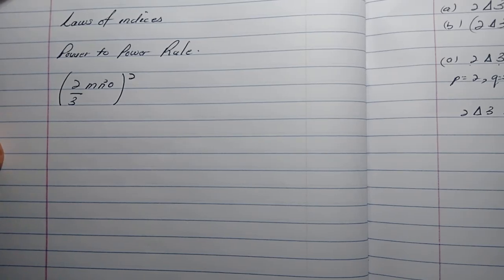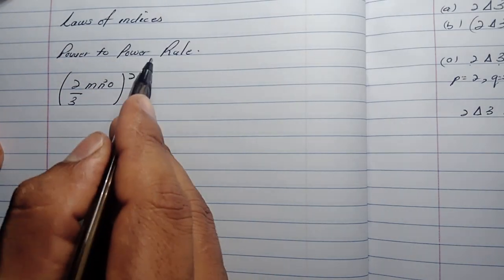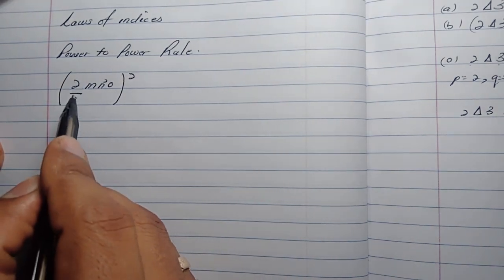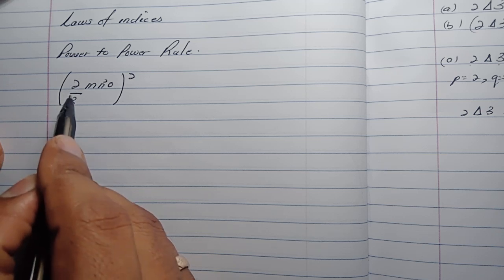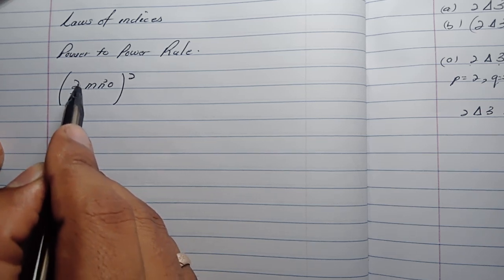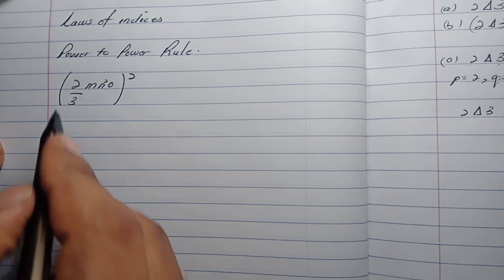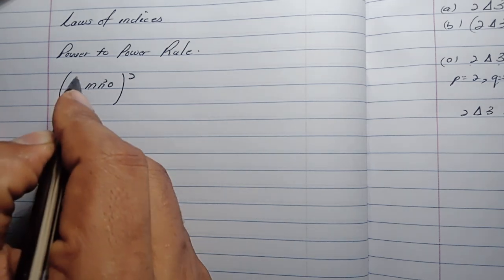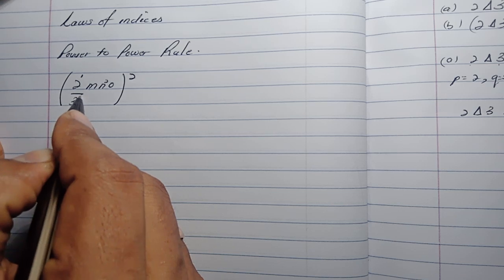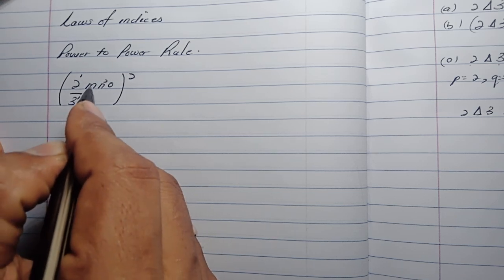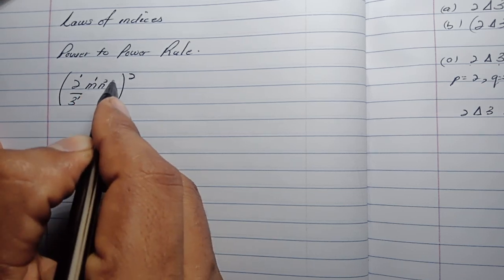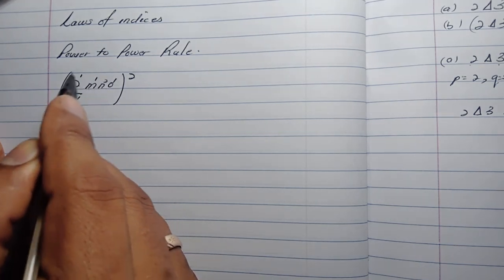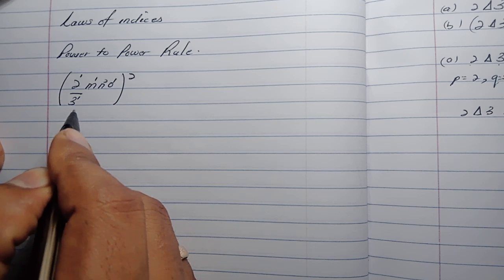Laws of indices, power to power rule. Each one of our bases here, this number, this coefficient, is a base, and this variable is also a base. Each one of these has a power. So the first thing that you have to do is to make sure you write in the power for clarity: m to the power 1, o to the power 1. Every base here has a power.